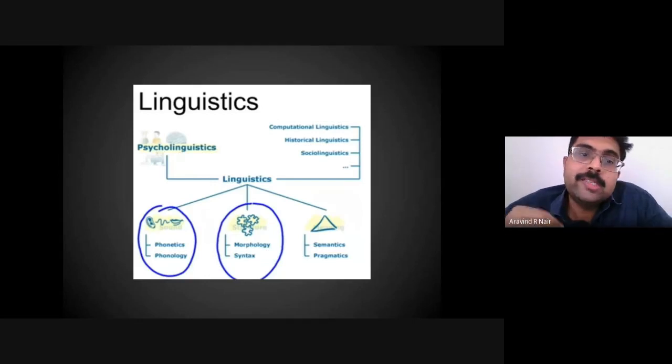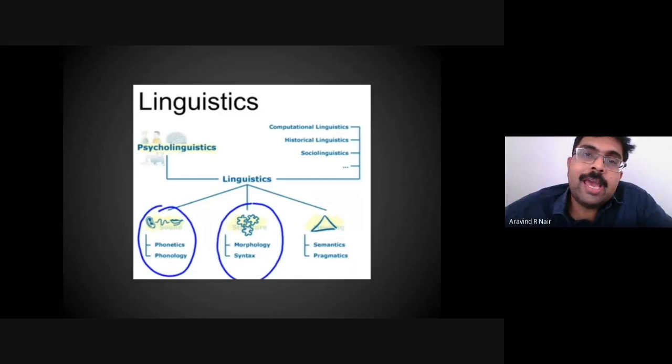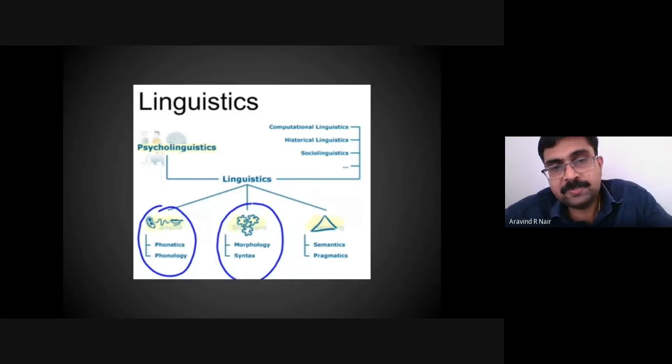Within phonology, there is a specific area called phonetics, which looks at the phonology of each individual language. So you have the phonetics of Malayalam, you have the phonetics of English, which is the study of the peculiar sound characteristics of each particular language. So phonology, as a branch of linguistics, deals with the sound system of the language.